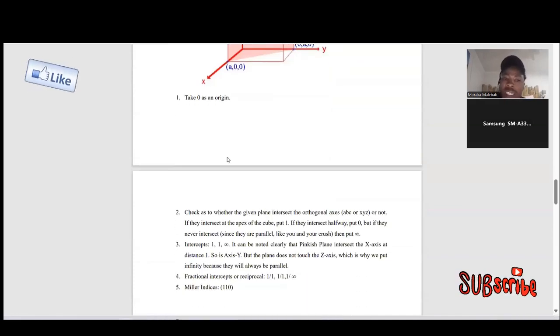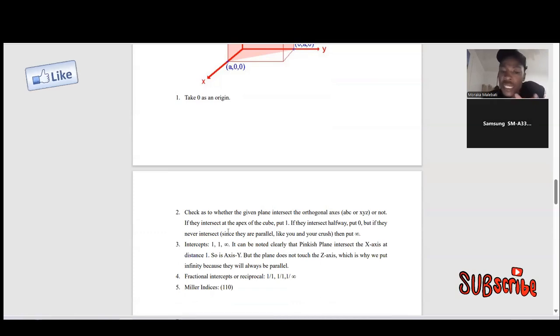So, what is the first step? You take 0 as the frame of reference. Now you check whether the given plane intersects the orthogonal axis or not. If they intersect at the apex of the cube, put 1. But if they intersect halfway, you'd put half. Sorry about this, you can't put 0, but you put half.